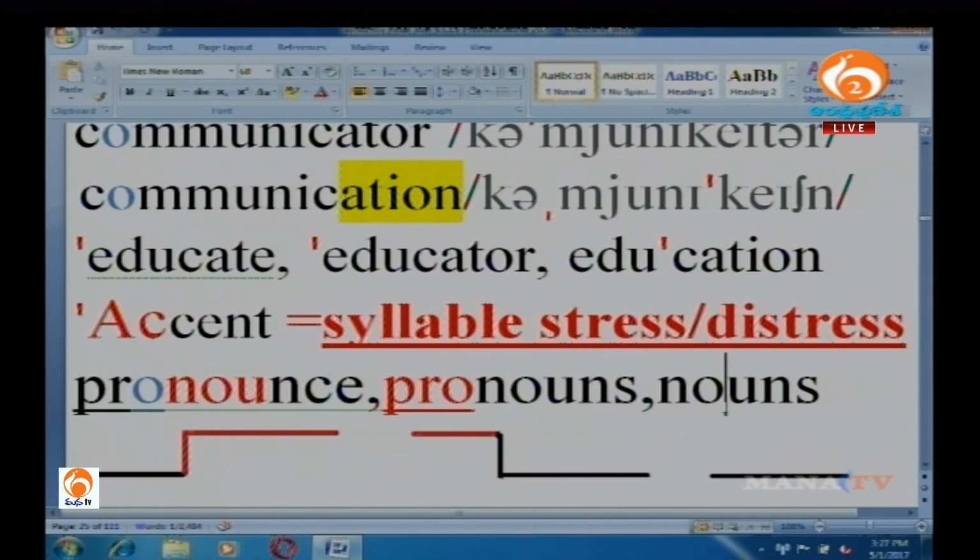Okay? How about this one? Nouns. Nouns is flat because it's got only one syllable. Ow is one syllable. Ow is one vowel sound. So here you do not have to worry about which part is louder because only one syllable, that's called monosyllable, it's flat. So try again. Pronounce. Pronounce. This one. Pronouns. And this one. Nouns.